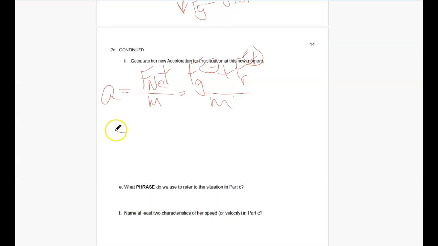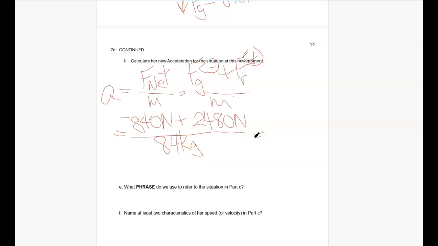It equals her 840 newtons of weight, but remember that's negative, plus her enormous air resistance of 2,840 newtons, and that's positive. And we divide it by her 84 kilograms of mass. Well, if we add the top two together, we get an even 2,000 newtons of net force in the positive direction. In other words, the parachute is accelerating her upward. Divide that by the 84 kilograms of her mass, and you end up with a positive acceleration this time.